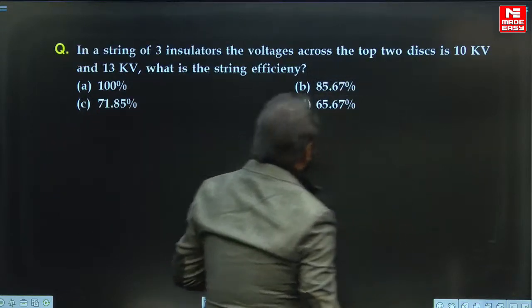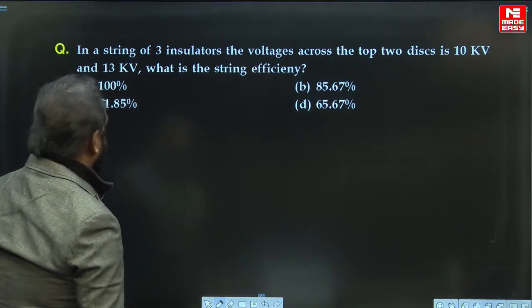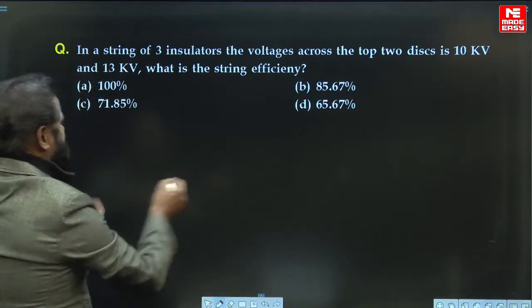Okay, next. A string of 3 insulators, voltage across the top disk is equal to 10 kV. What is the string efficiency? Simple question.